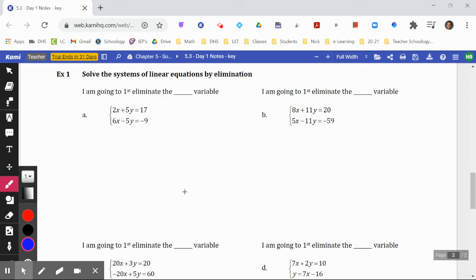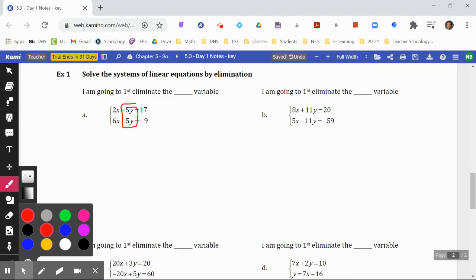This is my system of 2x plus 5y is equal to 17, and 6x minus 5y is equal to negative 9. Well, let's see, they're both lined up, right? They're both in standard form. So now I'm looking at the system here, and I'm going to have to decide on which variable to eliminate. This decision is going to be relatively easy to make because I do have opposite coefficients on the same variable, right? I have a positive 5y and a negative 5y. So I'm going to go ahead and eliminate that y variable.